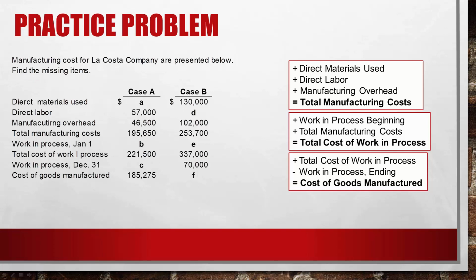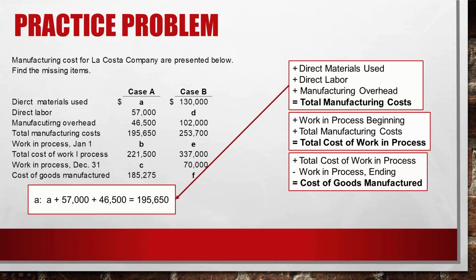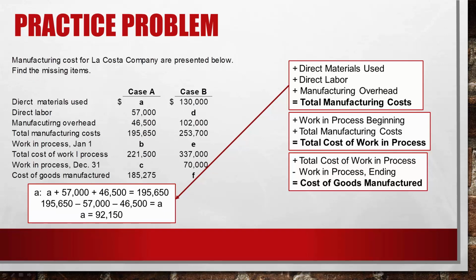Okay, now let's go over the answers. So under case A, our first missing item there is direct materials used, which is the lowercase a. And so to find that item, we need to use our top formula, which tells us our direct materials used plus direct labor plus manufacturing overhead equals total manufacturing costs. So if we plug that into a formula here, we have A, our missing element, plus the 57,000 plus the 46,500 equals our total manufacturing costs. So now we can solve for A and find that the correct answer is $92,150.